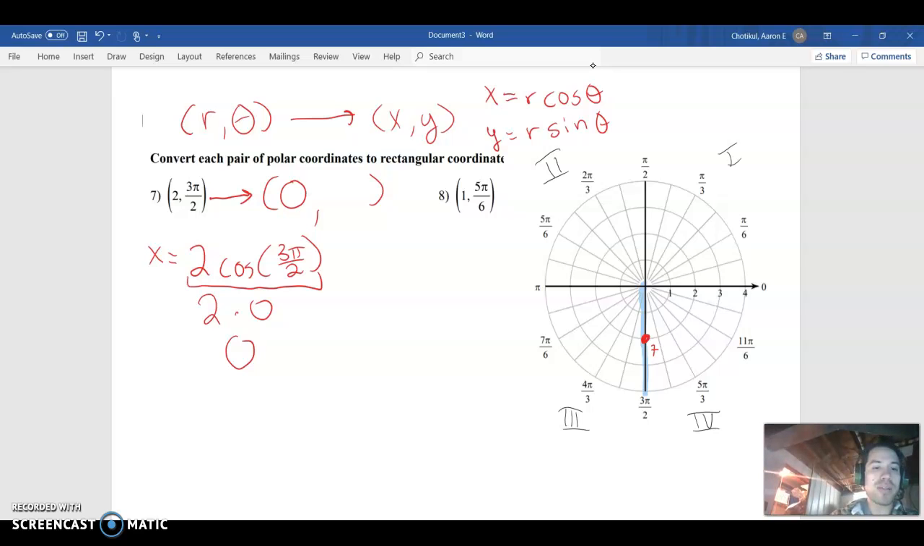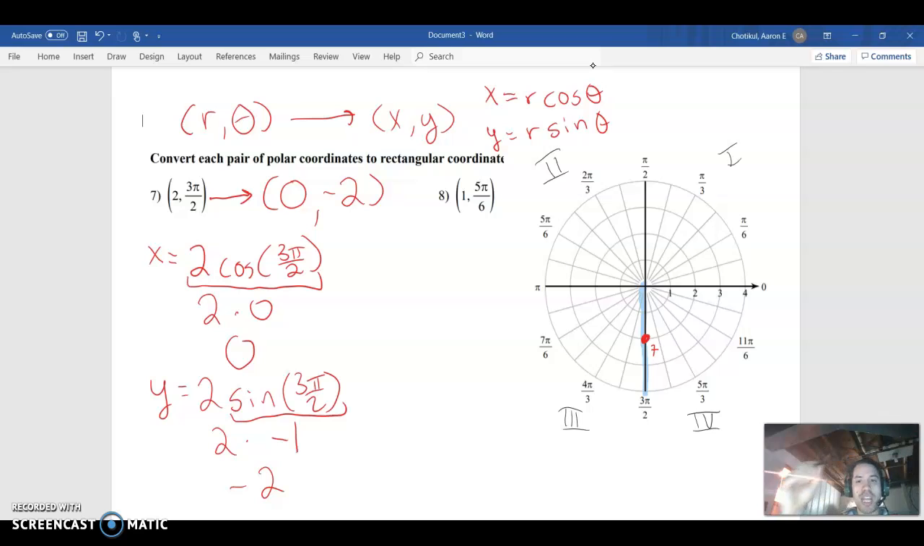And our y value: y is equal to 2 sine of 3 pi over 2. If I simplify this correctly, sine of 3 pi over 2 is negative 1 from our table. 2 times negative 1 is negative 2.